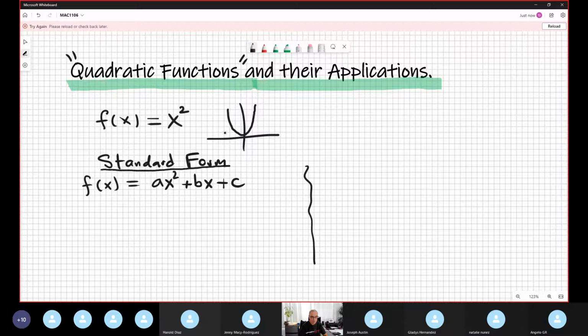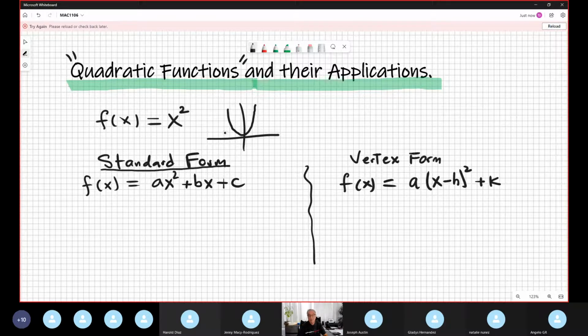However, we have another way to express the same function, like that: a parenthesis x minus h squared plus k. And the name of this second way is called vertex form. You will see in detail now the reason that one is called vertex and the other standard.